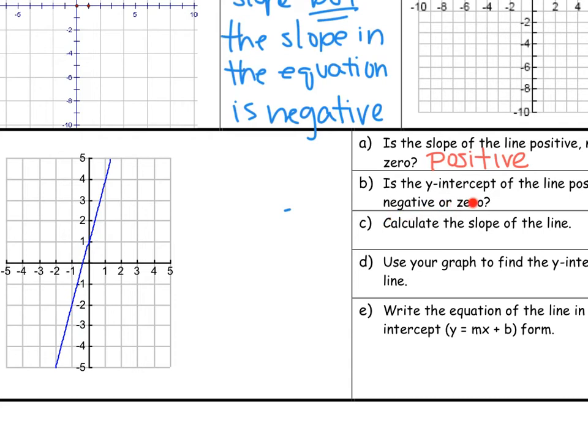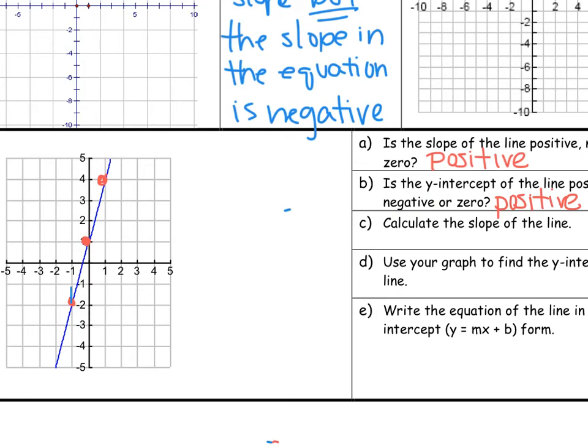Letter B, is the y-intercept of the line positive, negative, or 0? Well, the y-intercept is right here. It's on the positive portion of the y-axis, so the y-intercept is also positive. So now we need to calculate the slope of the line. So I'm going to find at least 2 points on the line that intersect at integers, so I can use the point 0, 1. I can use the point 1, 4. I can use the point -1, -2. All of these will tell me what the slope of my line is.